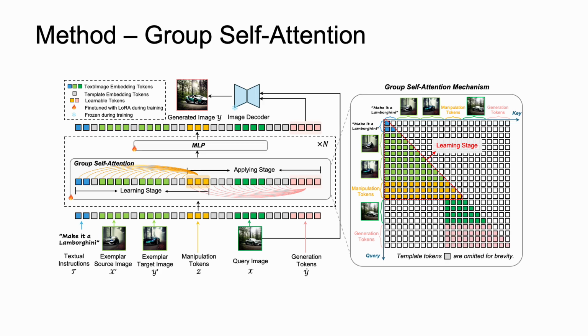In the second group, we also conduct self-attention across the manipulation tokens, query image, and the generation tokens. In this step, the model manipulates the query image conditioned on the learned representation in the manipulation tokens, which corresponds to the applying stage. In this stage, the manipulation tokens are the only condition for manipulation, which enforces the model to learn transferable features in these tokens.